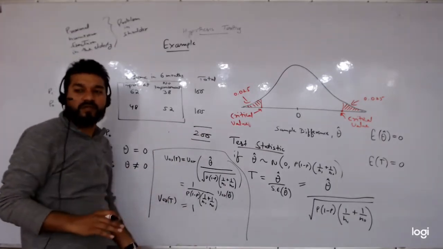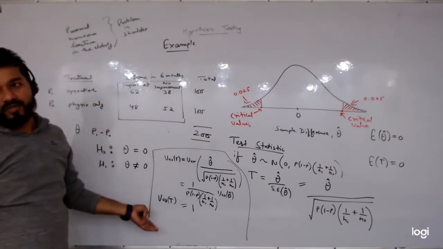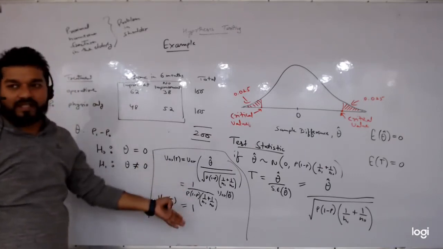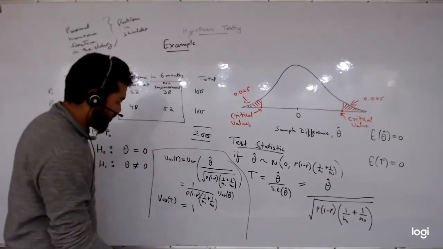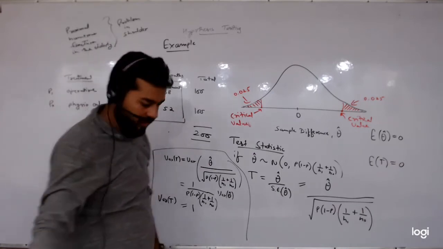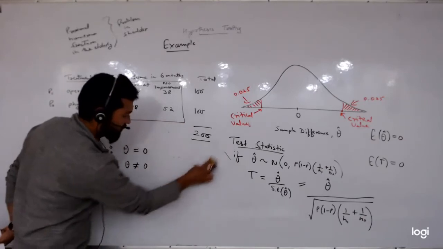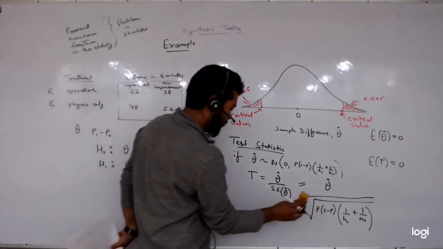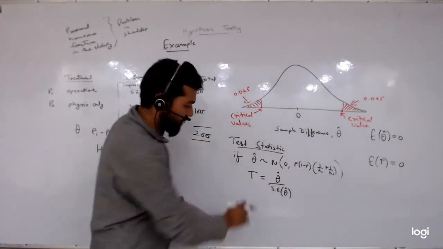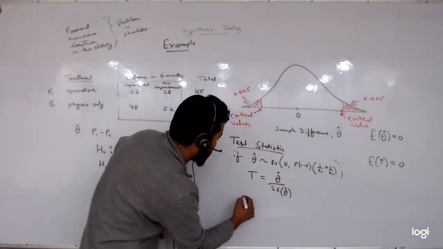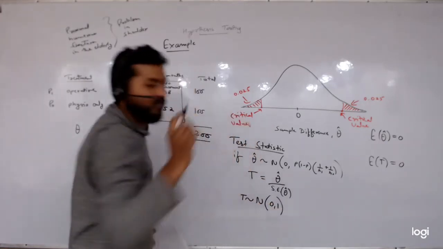This is what we are trying to aim at. We were trying to get the standard normal distribution. After standardizing it, this process becomes easy. So we can now say that our test statistic, defined as this, follows a normal distribution with parameters 0 and 1.